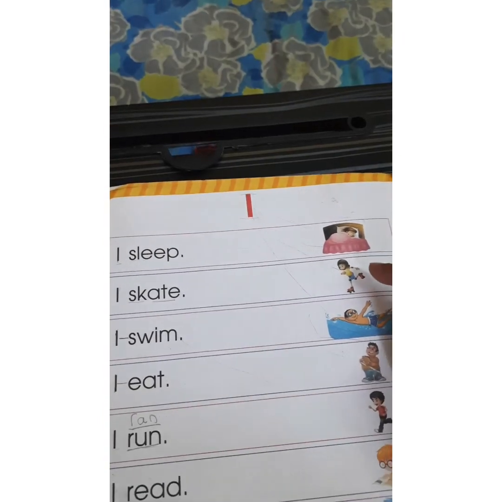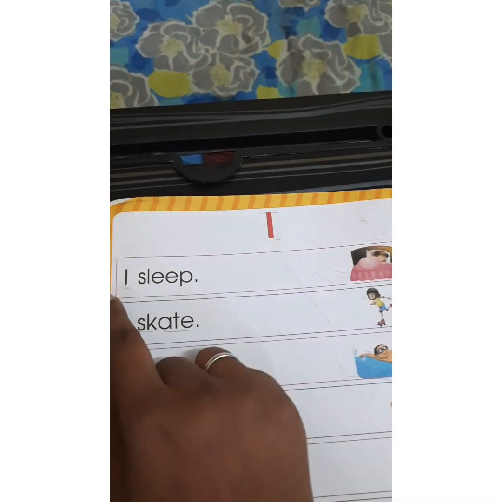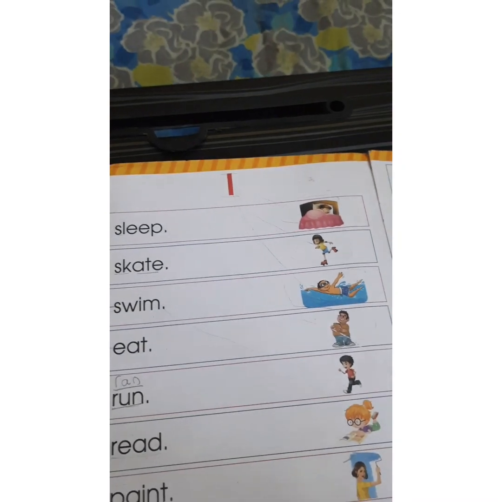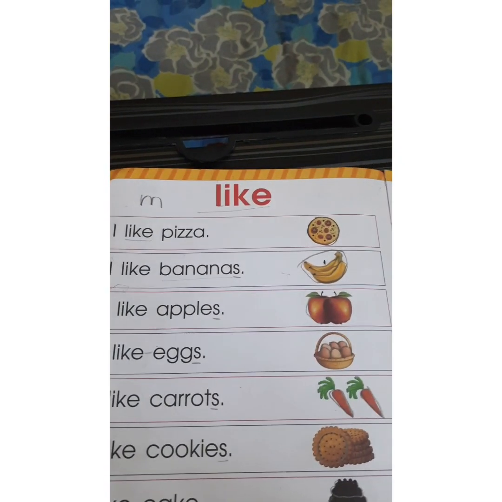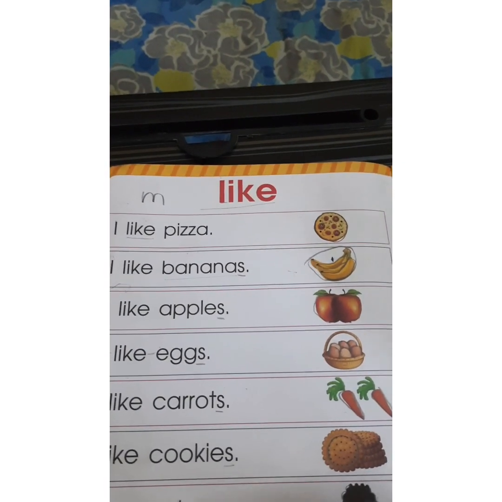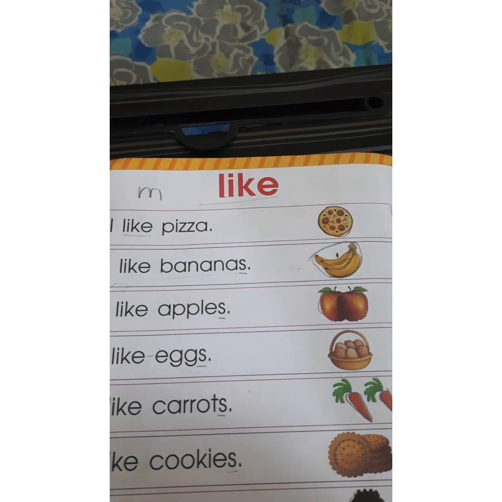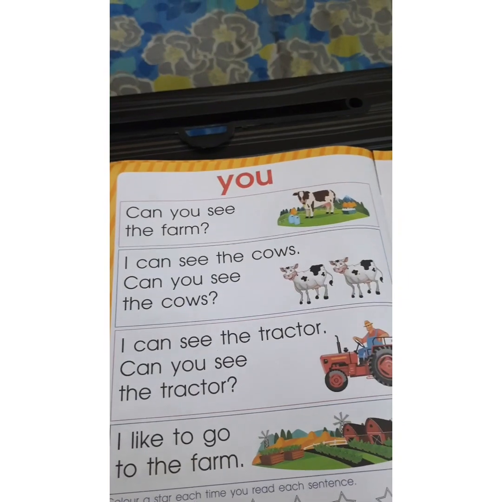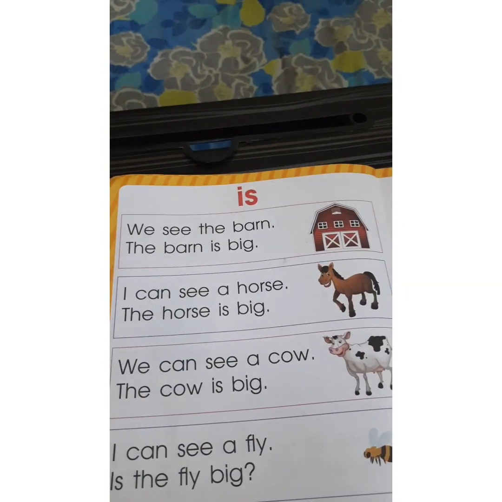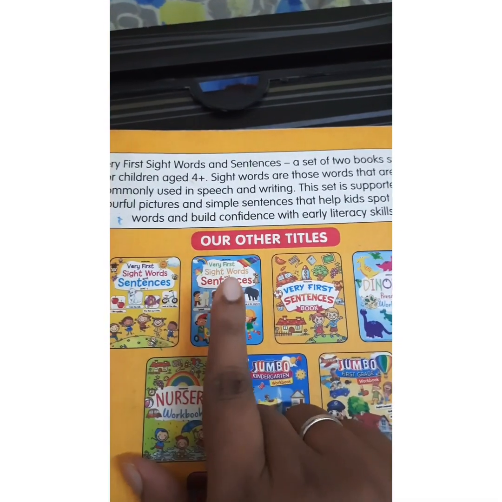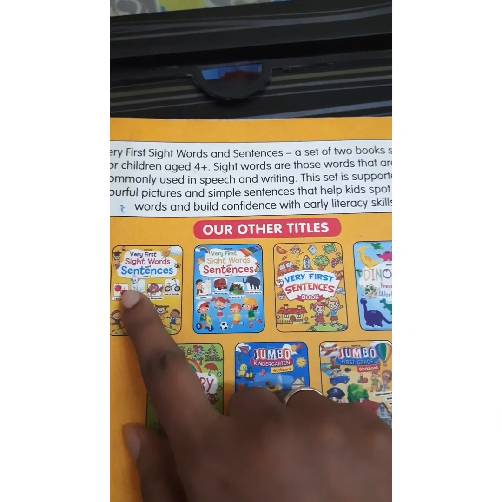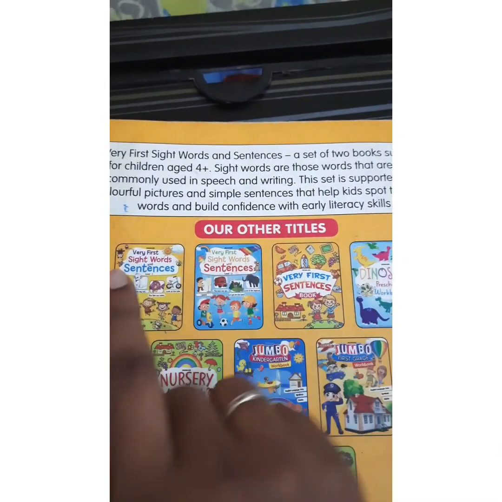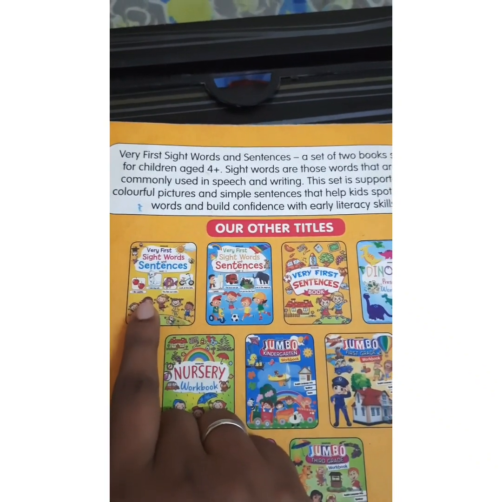So here you can see, we have a picture and the child will be reading this. I sleep, I skate. So this is something which the child will be able to read easily, and he could at least have a connection between the picture and a sentence. So this book we can use at the initial level, and they have different levels also, like first level and second level, but I haven't purchased any other level. I just used this first level.